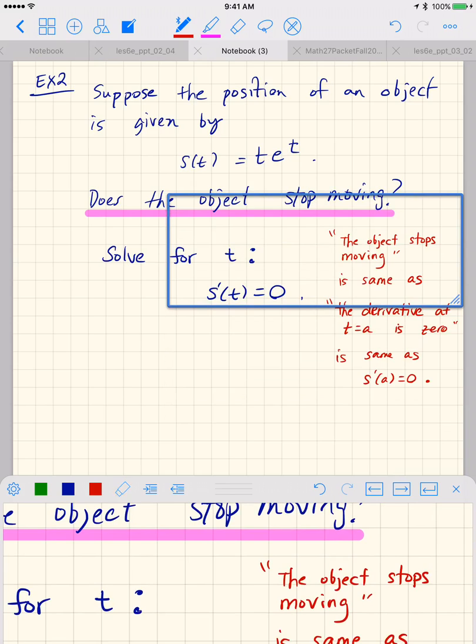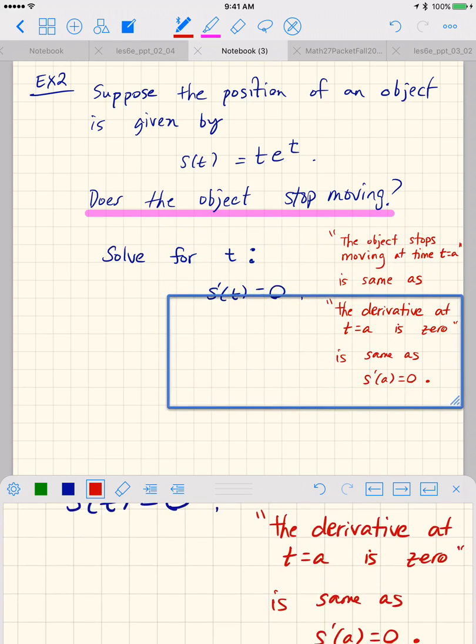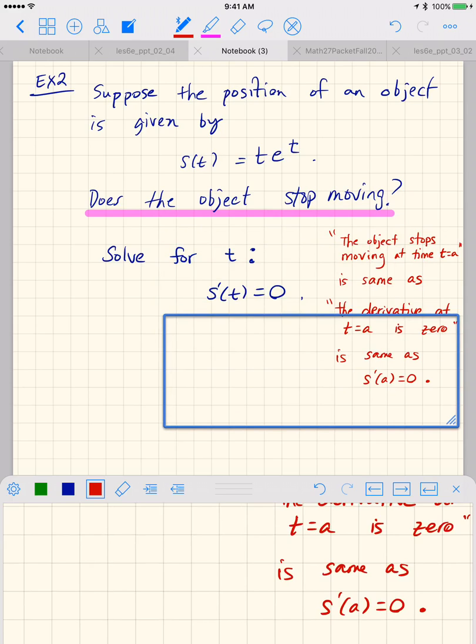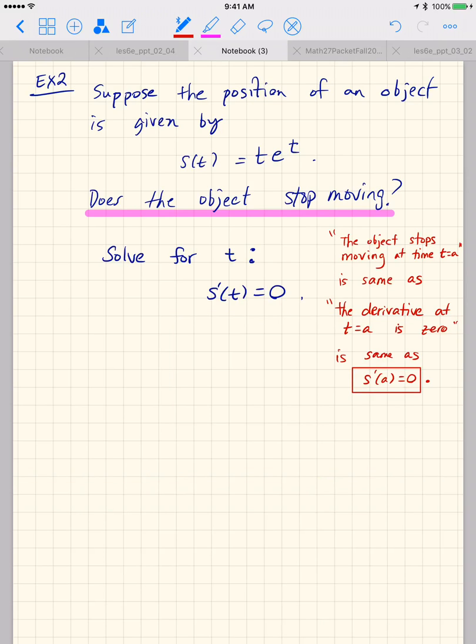Okay, and let me do a little cleanup here. The object stopped moving at time t equals a is the same thing as the derivative at t equals a is 0, and that's the same thing as s prime of a is equal to 0. So that's why we're able to turn the word problem of does the object stop moving into a mathematical question, which is, is there a solution to s prime of t equals 0? So let's go ahead and work it out.